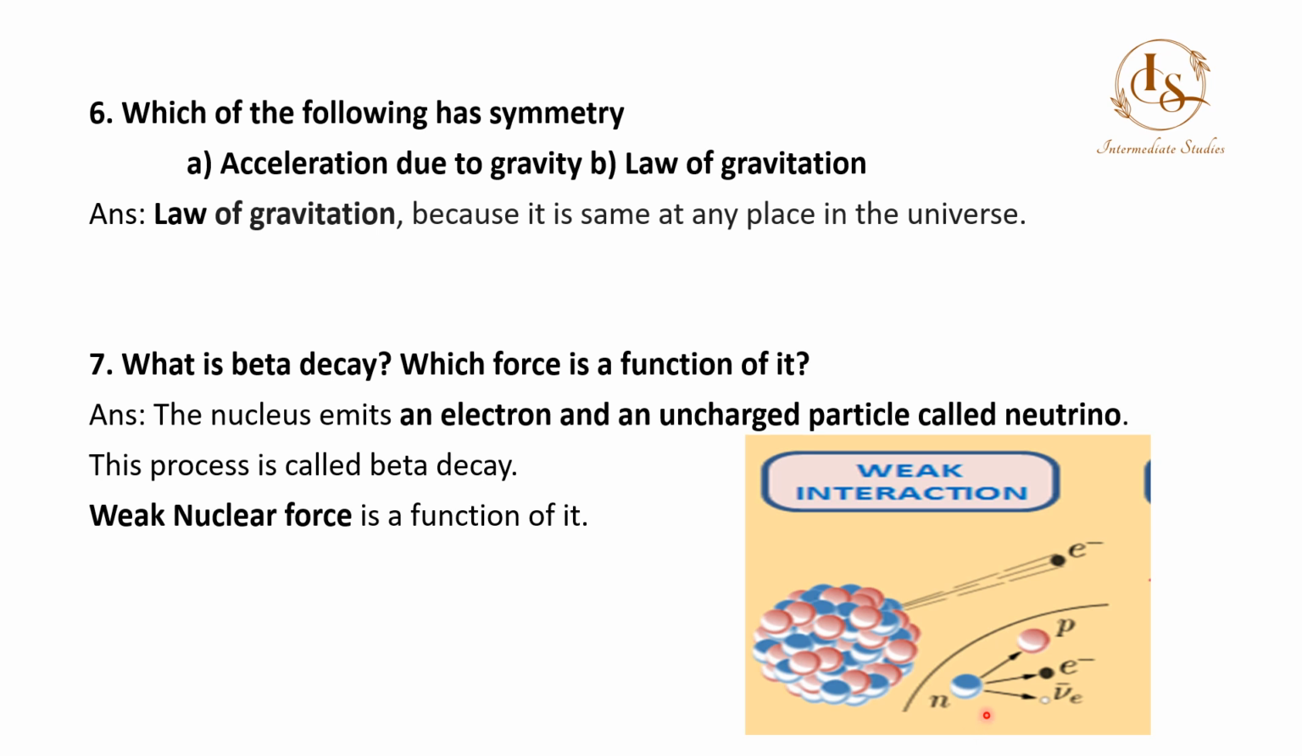Beta decay is when a neutron in an atom changes into a proton by releasing an electron and one uncharged particle called a neutrino. And this is possible because of the weak nuclear force, which is one of the four fundamental forces of nature. So weak nuclear force is the force responsible for the process of beta decay.